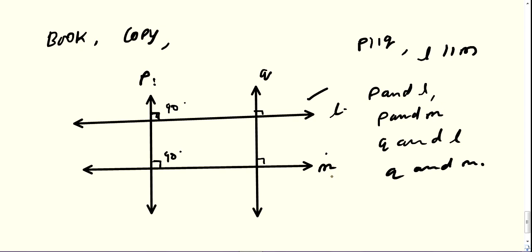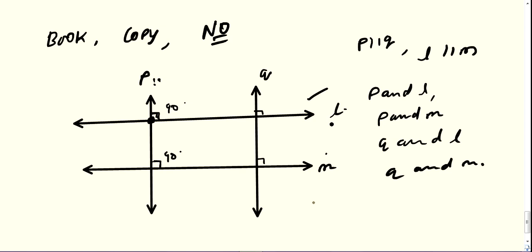Then third: is the line P perpendicular to the line L? Line P is perpendicular to line L. Yes. Fourth: is line P parallel to line L? Sorry, no, line P is not parallel to line L. Why? Because they are intersecting each other at this point. By mistake I read it as perpendicular.